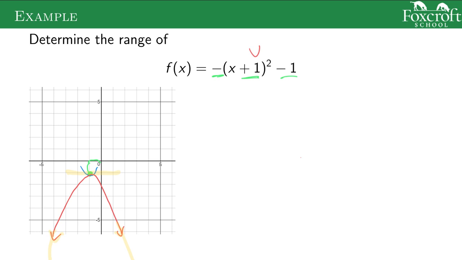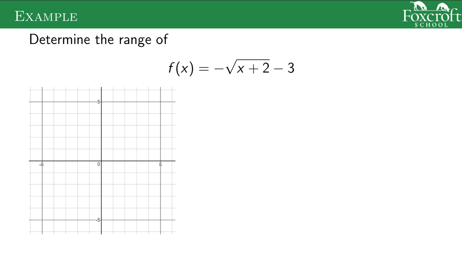So my range, it's everything below -1. So if it's below -1, it would be less than or equal to -1. All right, so my range is all the y values that are less than or equal to -1. All right, by just graphing it and seeing what y values am I hitting. My highest value is -1, and I hit everything below it.